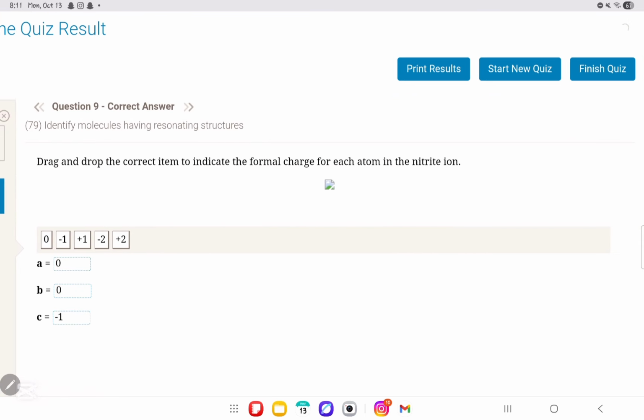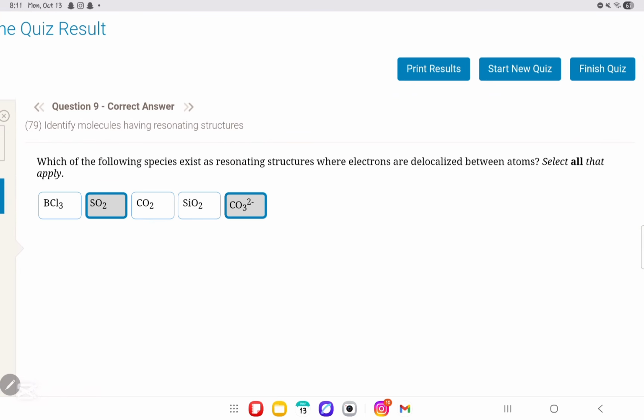Okay, it was glitching. So anyways, I'm just gonna be drawing for this, and then maybe I will also draw for SiO2 to show you why it's not a resonating structure. First of all, what do we mean by resonating structure? We mean it's something that can change its structure.